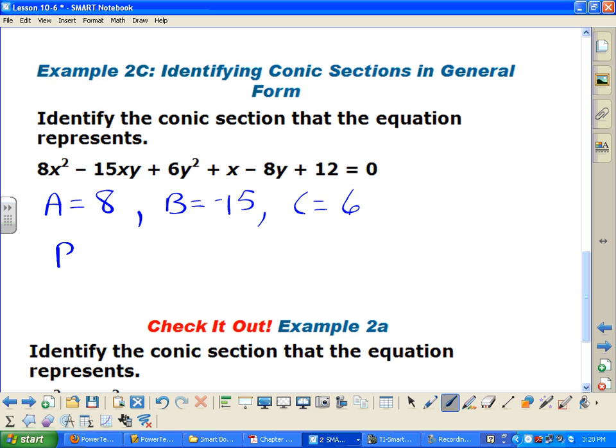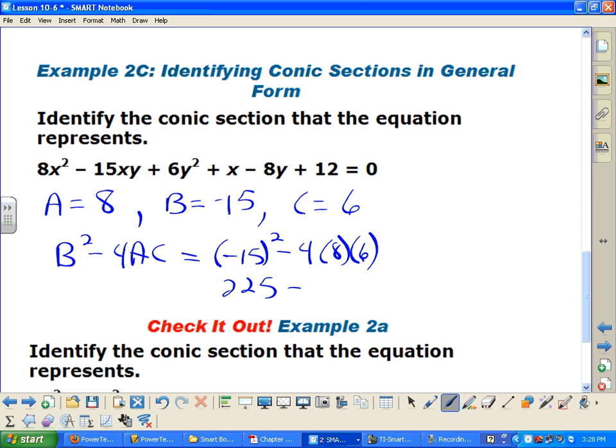So we get b squared minus 4ac. So negative 15 squared minus 4 times 8 times 6. And we get 225 minus, let's see, that's 32 times 6, which is 192. And that is going to be 33. And that's greater than 0, so this is also a hyperbola.